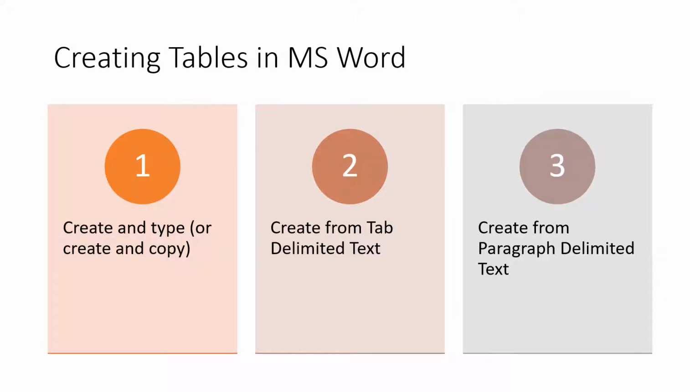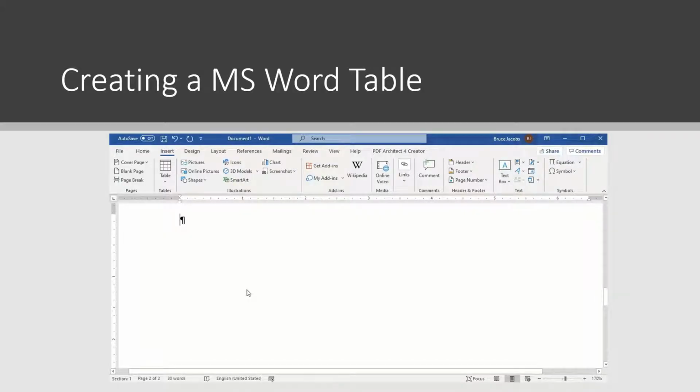All right, so I'm going to show you how to create tables in 3 different ways. The first is to create and type. In other words, create the table and then type in your data. You can also create a table and copy in the data. The second is to create a table from data that's separated by tabs. And the third is to create a table from data which is essentially one element per line. We call that paragraph delimited. Delimited just means separated by.